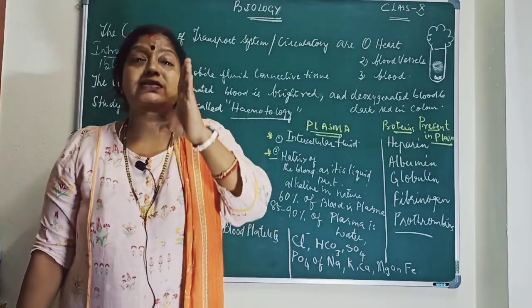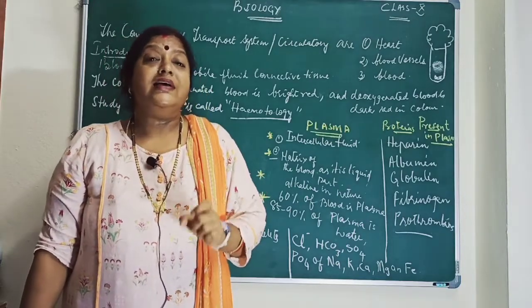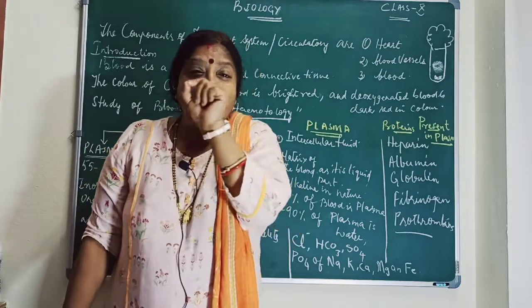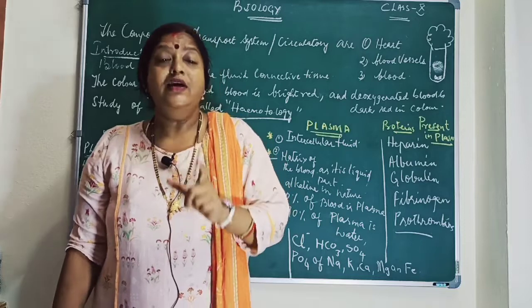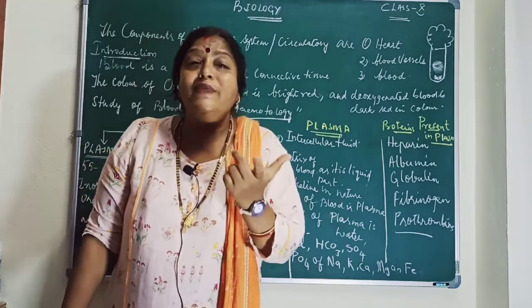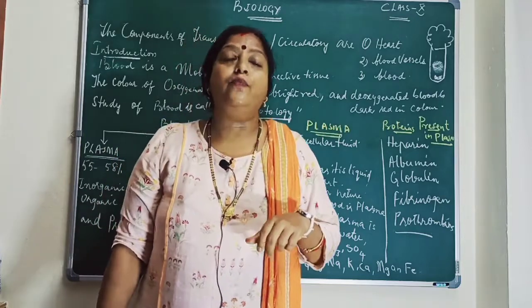So plasma is collected without allowing the blood to clot, whereas serum, after the blood is clotted, you can see water drops again. So that is what is called serum. Understood, children? So serum is formed on the clot, whereas plasma is collected without allowing the blood to clot. We can read the composition of blood.